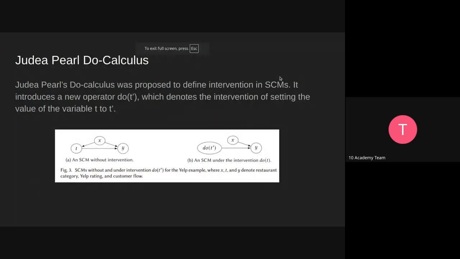And we talked about what do-calculus is. When you do an intervention, if you have a causal graph like this one, which shows that y is caused by both x and t, and t is also caused by x, so this is the direction of the arrow. What you want to measure is, if you change the value of t, what happens to y.